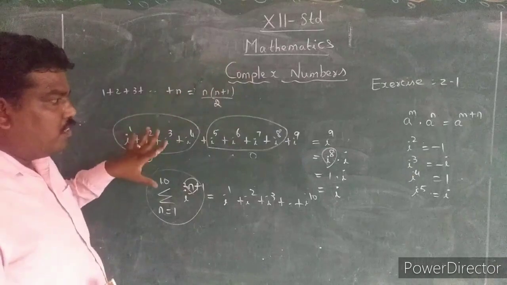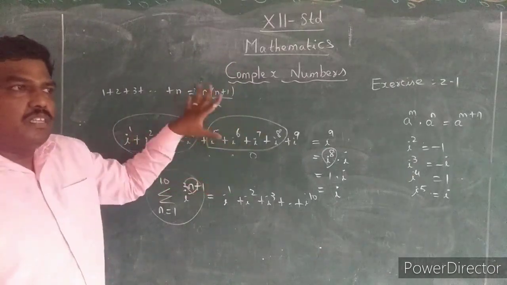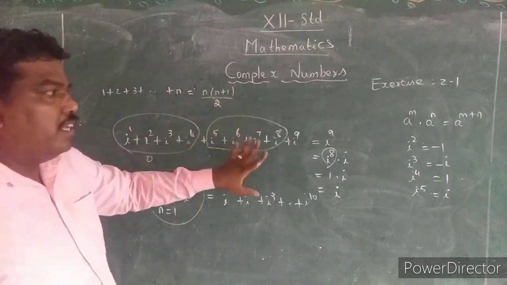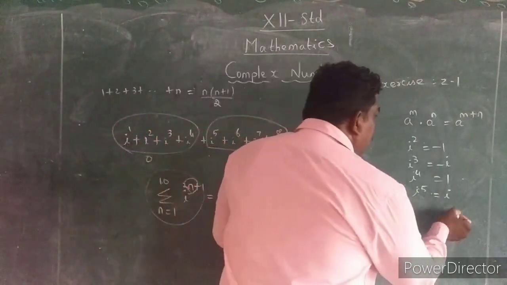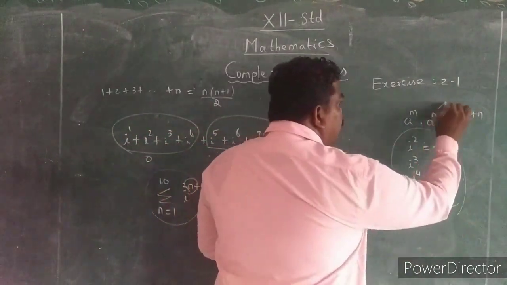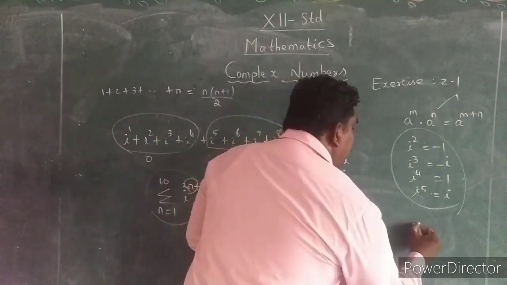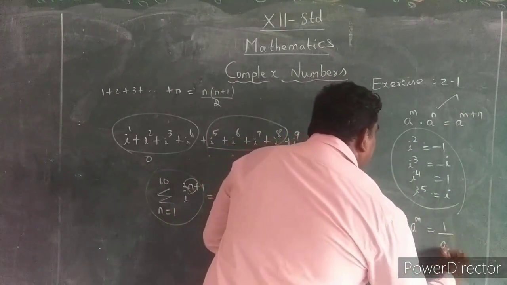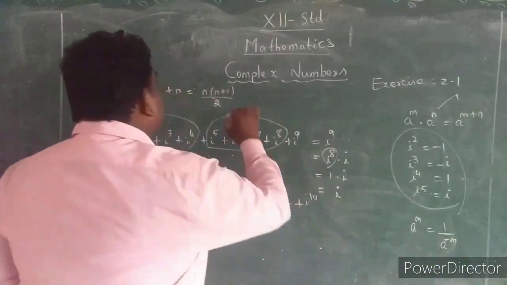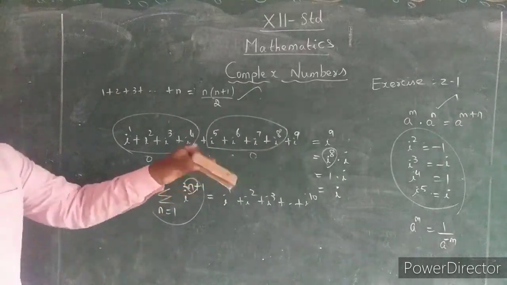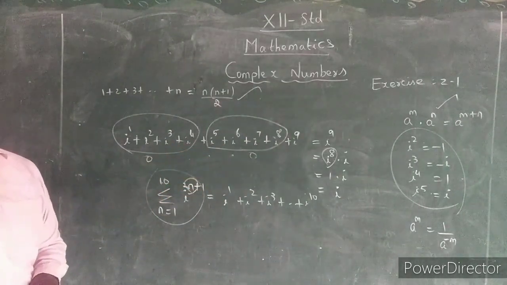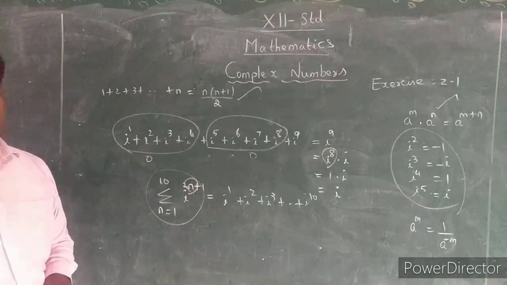If you have no doubt in this concept, if you know these values clearly, this formula is clear and you can apply this formula, and then if you remember the limit formula, you can do the sums on your own. Okay, thank you.